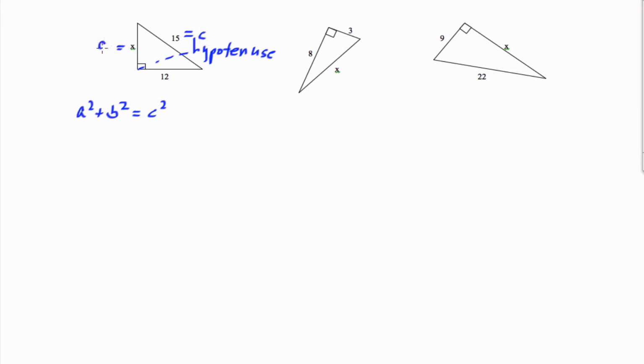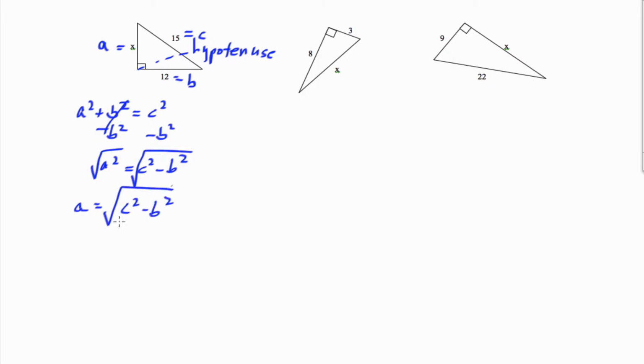So that you can follow along, I'll call x a and I'll call 12 b. I want to get a all by itself on one side of the equal sign, so I'm going to move this b squared term over. b squared minus b squared is 0. So I end up with a squared equals c squared minus b squared. I want to solve for a, not a squared, so I take the square root of both sides. And I get a equals the square root of c squared minus b squared.